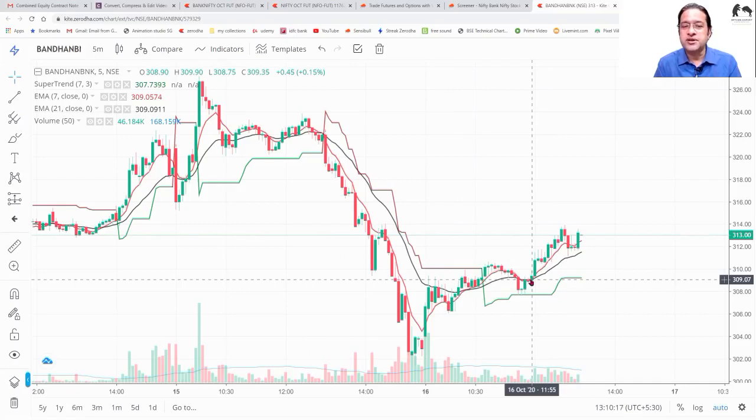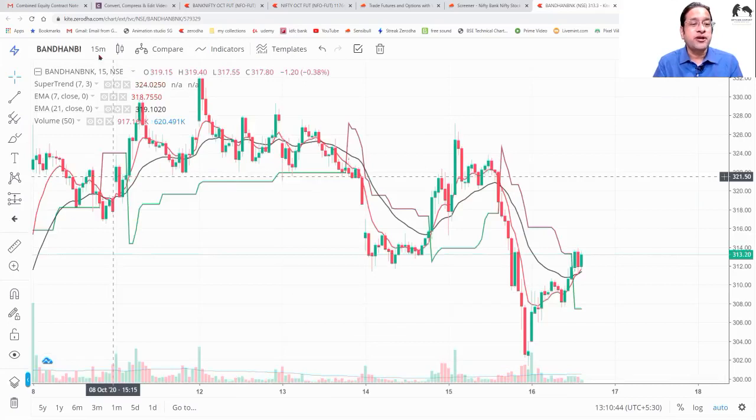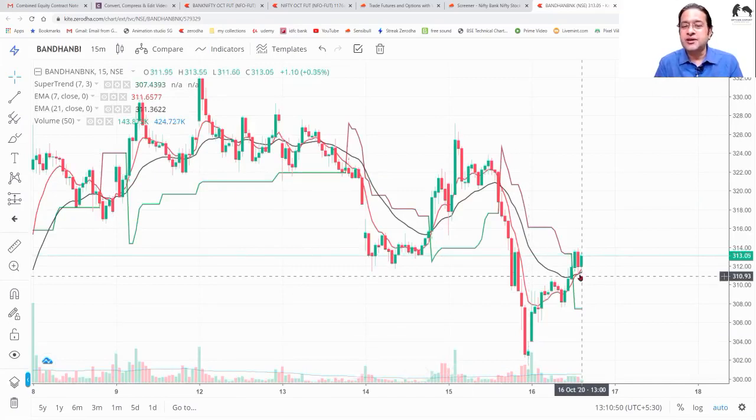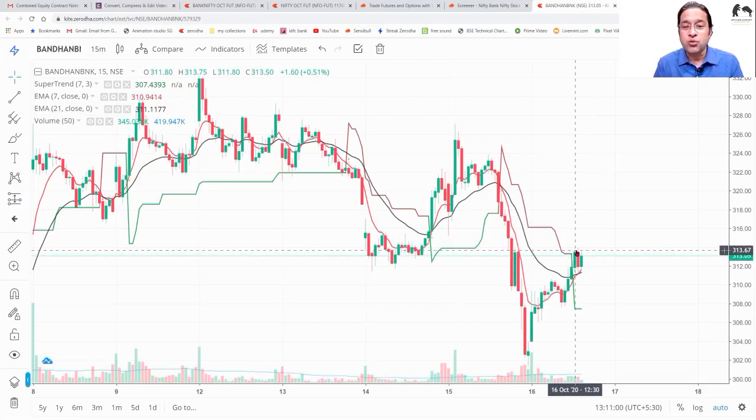As you can see, it is above the 7 and 21 period moving average, as well as above the super trend. The stock is looking good in a 5 minutes chart. I just put it to a 15 minutes chart. Now right now it has crossed over, and definitely, if there is substantial volume above 313, this stock looks good. There is a lot of potential movement.